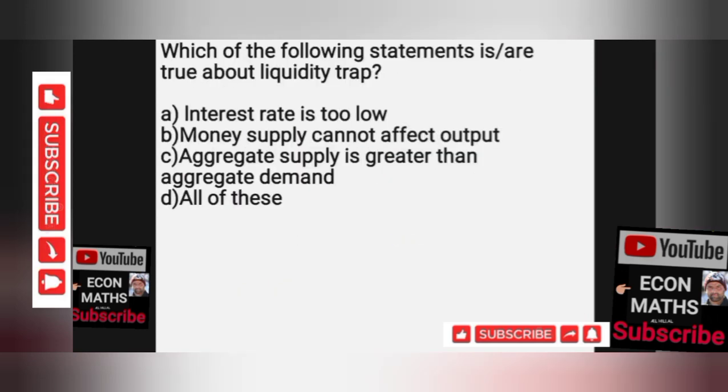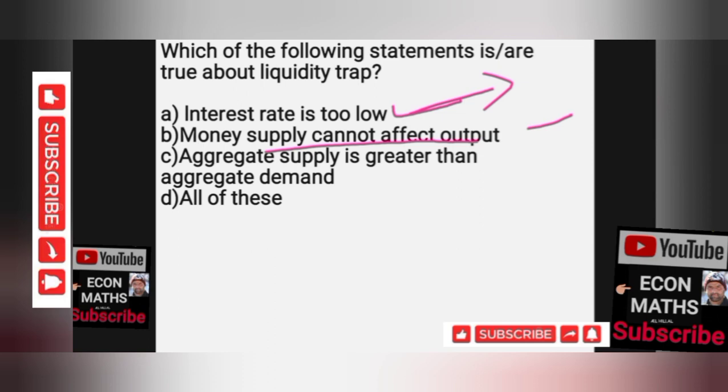Coming to the next question, which of the following statements is true about liquidity trap? We have to see which statement. First, it says interest rate is too low. Yes, this is true, because liquidity trap is a situation where expansionary monetary policy, or we can say the increase in the money supply, is not able to change the interest rate, and hence does not result in economic growth or increase in output. So first, the interest rate is too low, and second, money supply cannot affect output, that is also true.